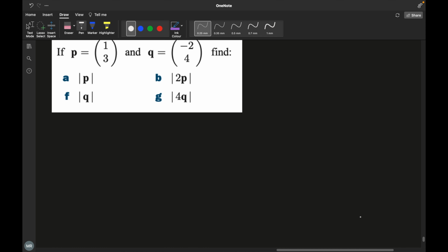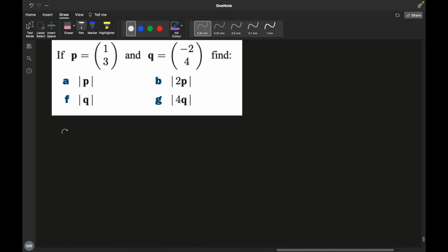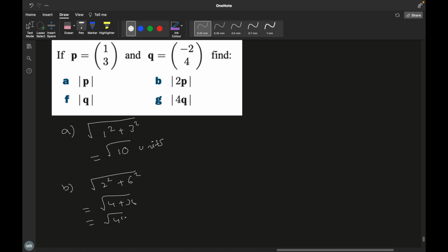Here we have to find the magnitude of p in the first question. It's going to be square root of 1 squared plus 3 squared. We have square root of 10 units. And now let's do b. b is 2 into p, so square root of 2 squared plus 6 squared. Square root of 4 plus 36, square root of 40 units. You can simplify this further, but we can leave it like this.